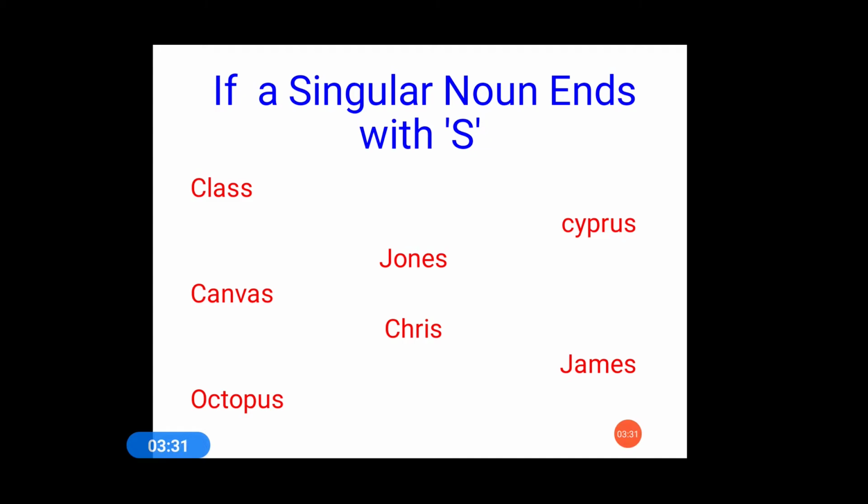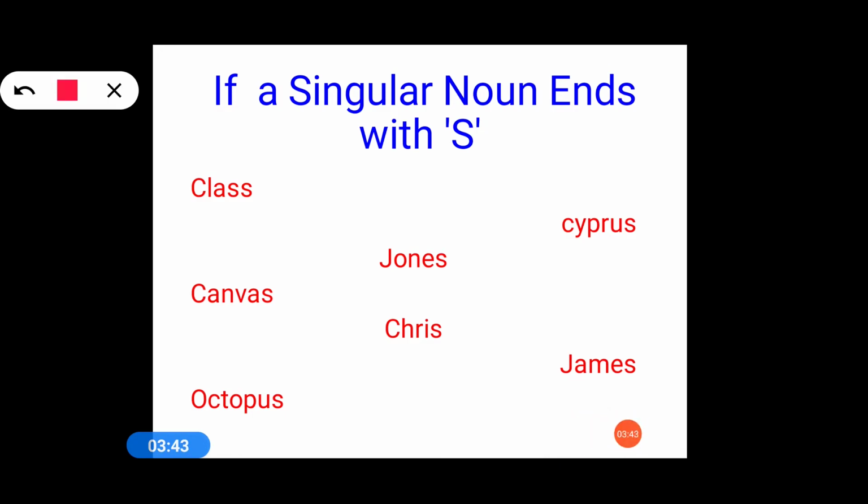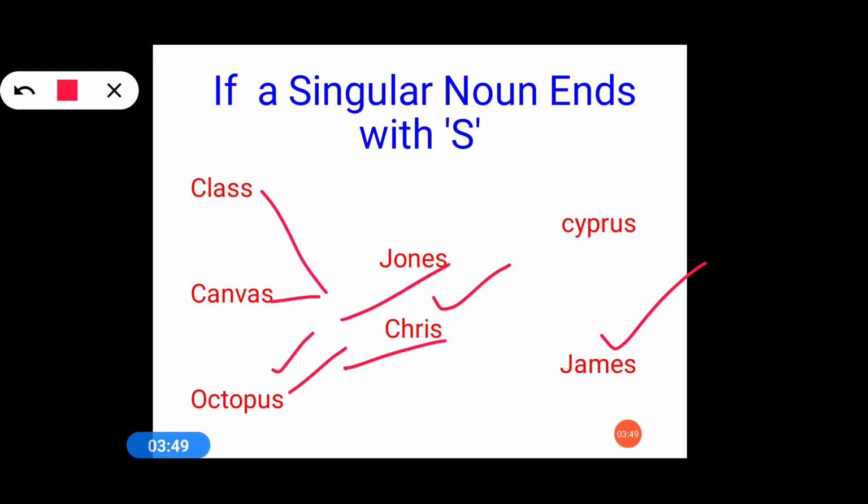Now one more condition is there. There are numerous singular nouns which end with s. A few I have quoted. First one is class. The next one is Jones. The third one is James. Next one is Chris and octopus. What is common in all these things? They all are ending with an s sound. But they are singular. Then it doesn't mean that if a particular noun is ending with an s sound, it shows a kind of possession. Now, if I want to show possession for a singular noun ending with s, what should I do?